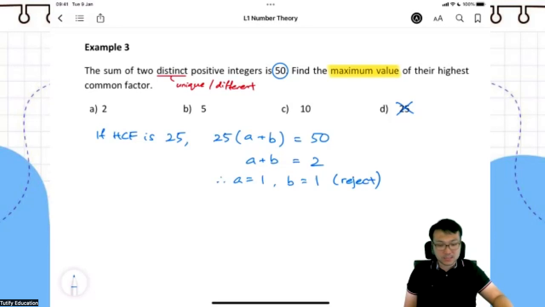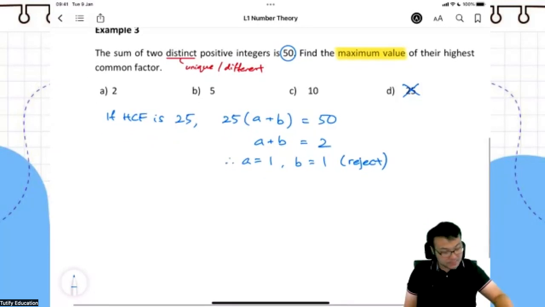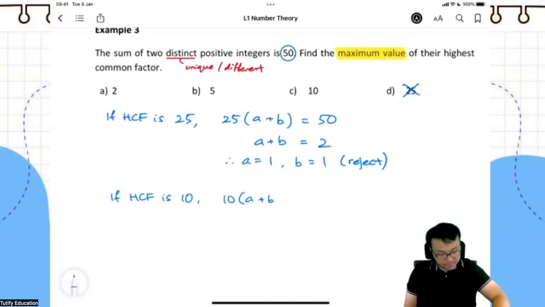Let's go down and test the next bigger number. Number 10. Okay, let's test. If the highest common factor is 10, I use the highest common factor multiplied by my A and B. I'm supposed to get a sum of 50. So what is A plus B, Nicholas?